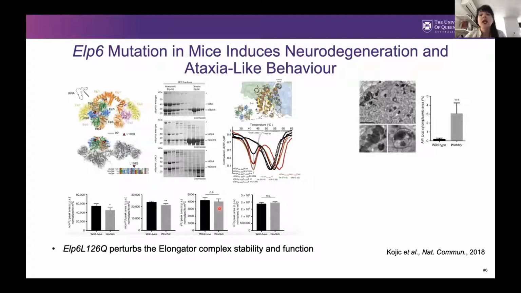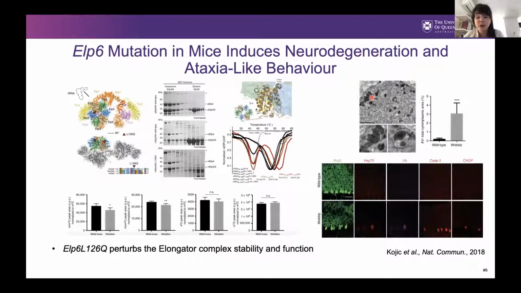And then when we used electron microscopy to take a look at the degenerating neurons, we found massive autophagy and electron dense material that is protein aggregate-like material. So we further performed immunofluorescence and found that indeed there is upregulation of molecular chaperones like Hsp70 and ubiquitin. So there is some unfolded protein response in these neurons. We also found that the ER stress-induced transcription factor CHOP is being overexpressed.